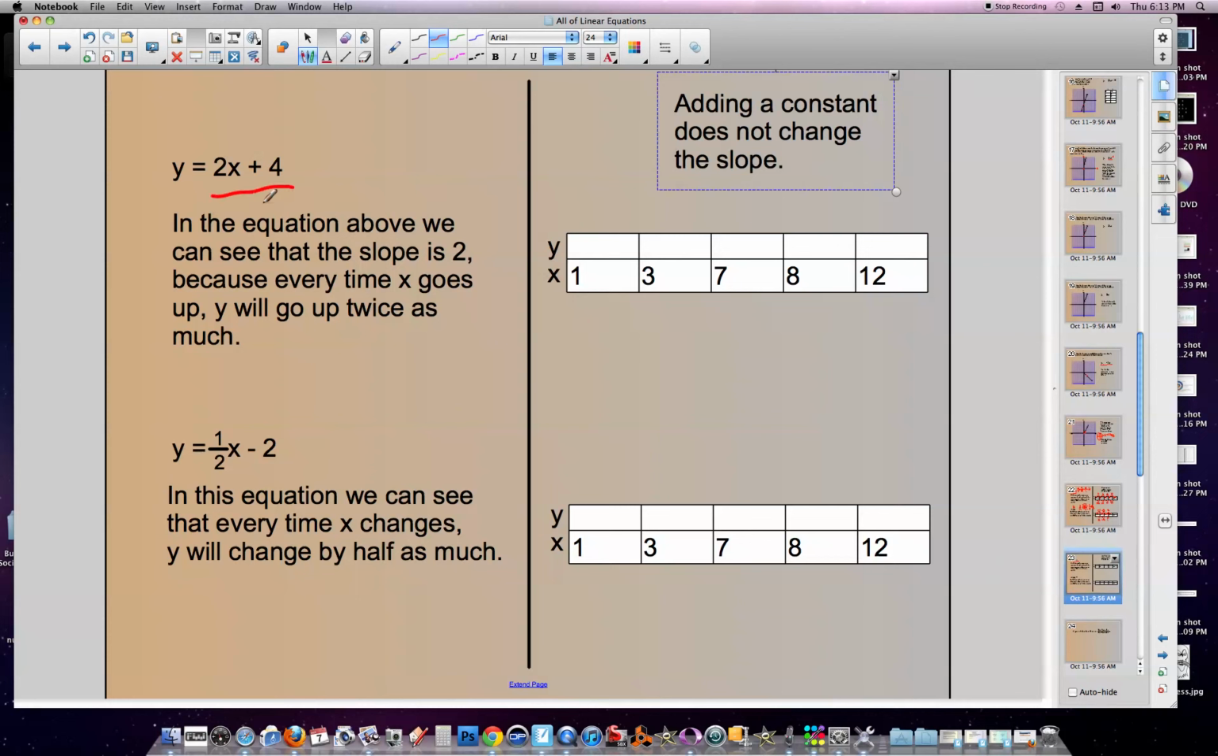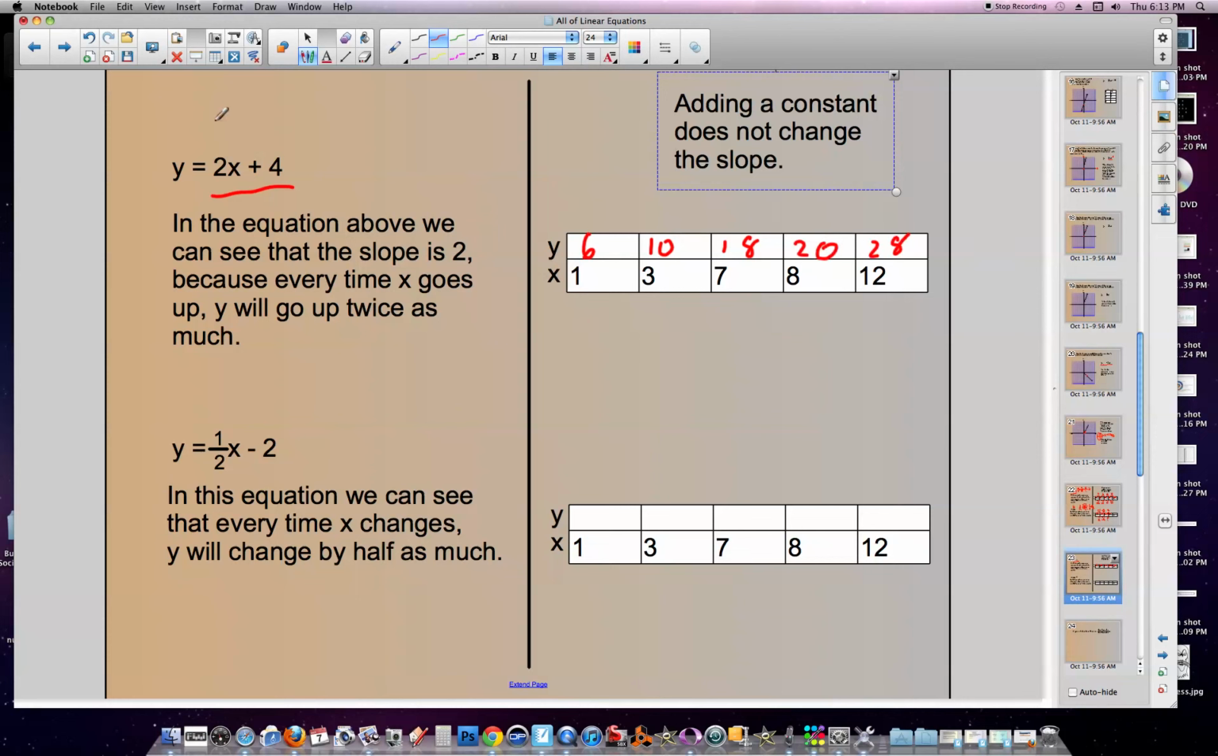Adding this constant here, we've seen some of these where it's like 2x plus 4. Doesn't change anything, right? We can put this in. What's 2x plus 4? Well, when x is 1, that's going to be 6. And when x is 3, that's going to be 10. When x is 7, that's going to be 18. When x is 8, that's going to be 20. And when x is 12, that's going to be 28, right?